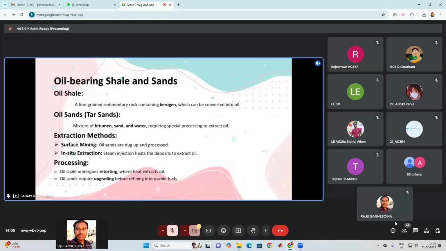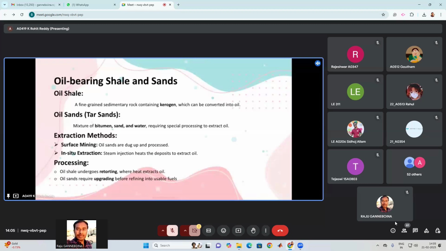Oil shale, a fine-grained sedimentary rock containing kerogen, which can be converted into oil. Oil sands, a mixture of bitumen, sand, and water, requiring special processing to extract oil. Extraction methods are surface mining, where oil sands are dug and processed, and the second one is in situ extraction, in which steam injection heats the deposits to extract oil.